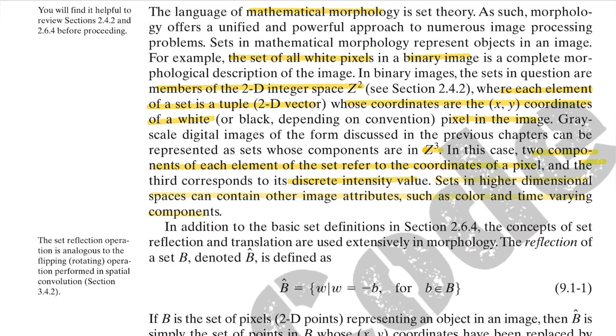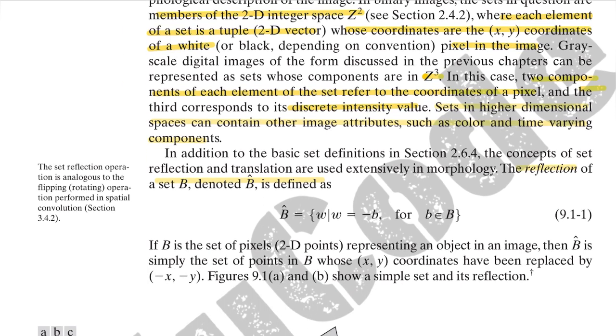Next we have the different types of set operations. The key operations mainly involve reflection and translation. Reflection is denoted by B cap. B cap is given by the set of w such that w equals minus b, which represents the reflection of a particular image about a particular axis or coordinate, where B is a set of pixels representing an object.